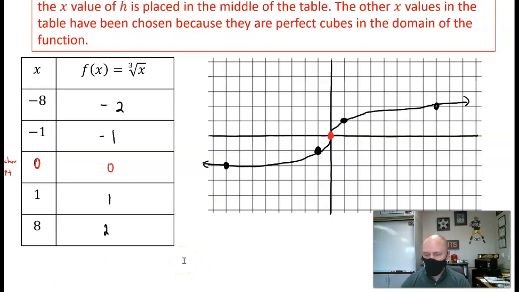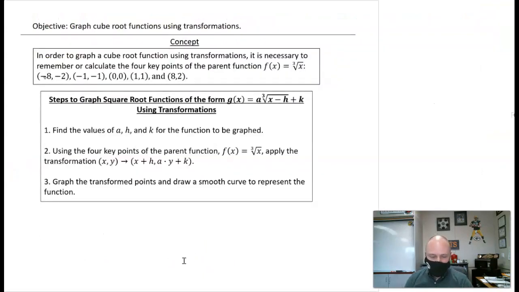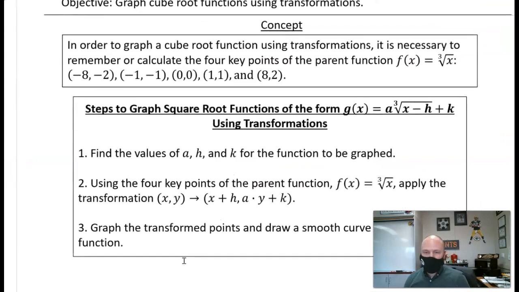Okay, we're going to go ahead and transform some of these functions. Here are the steps that can help guide you if you forget what to do. We're going to transform those key points that we had, and again, an anchor point, the main point that we'll start with, (0, 0). I would highlight, underline, put a box around that point. Make sure that you know that that is the anchor point.